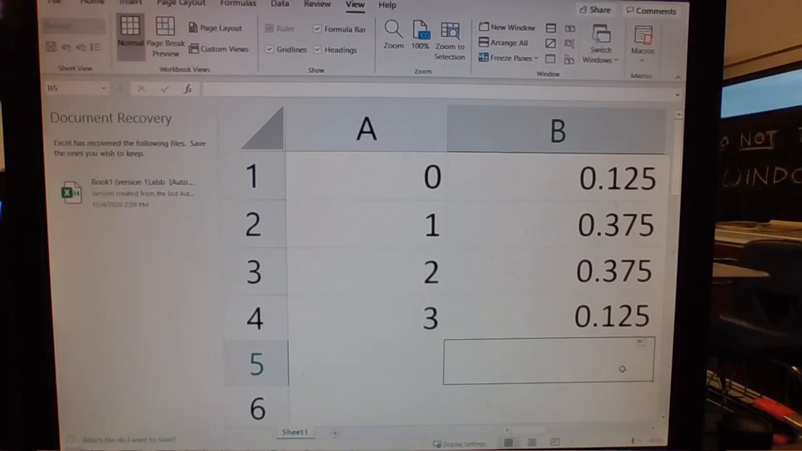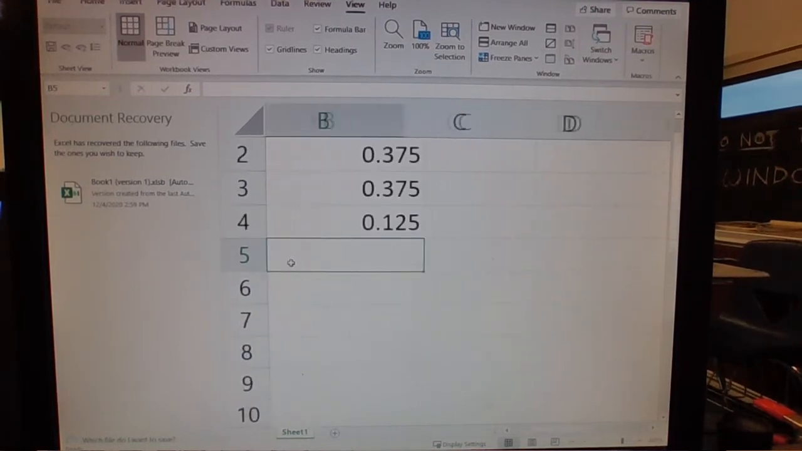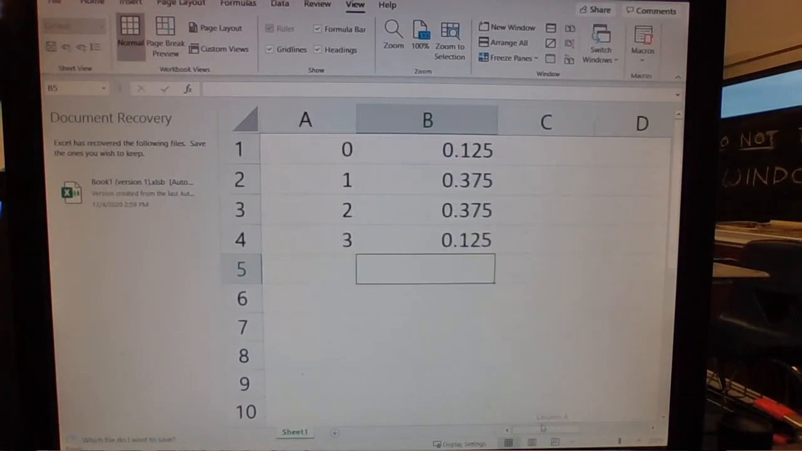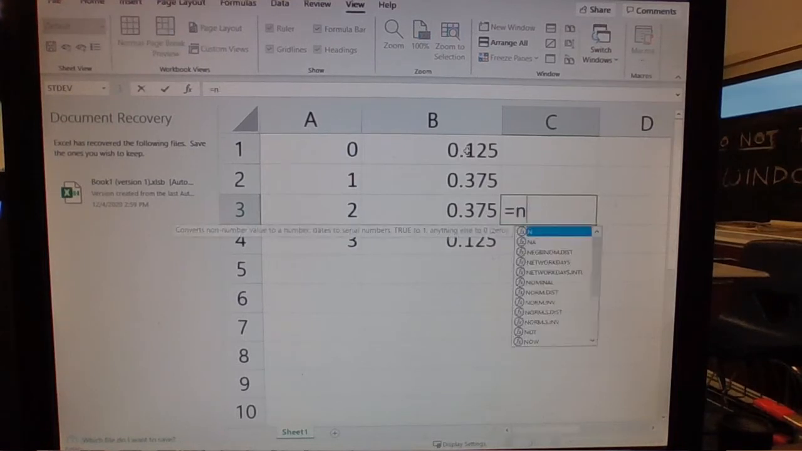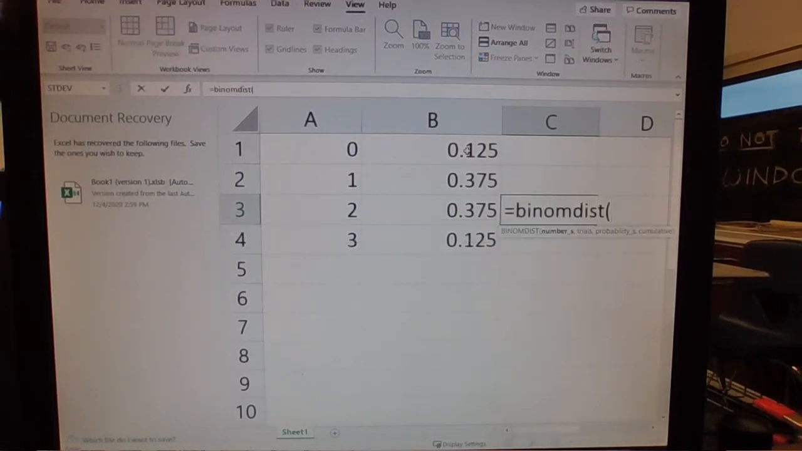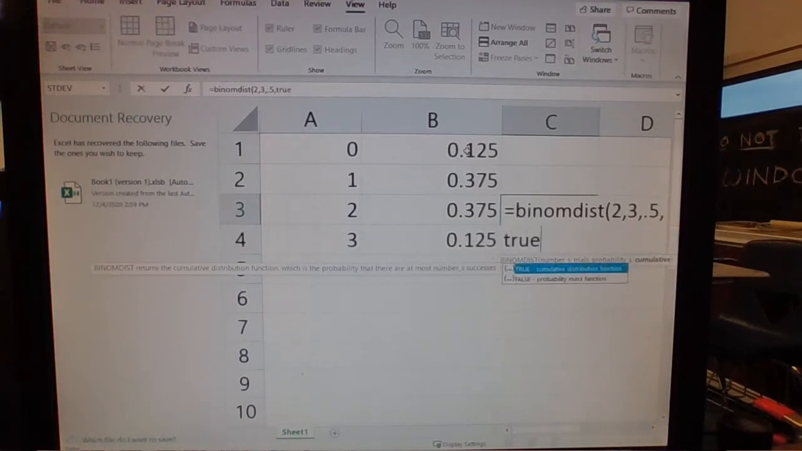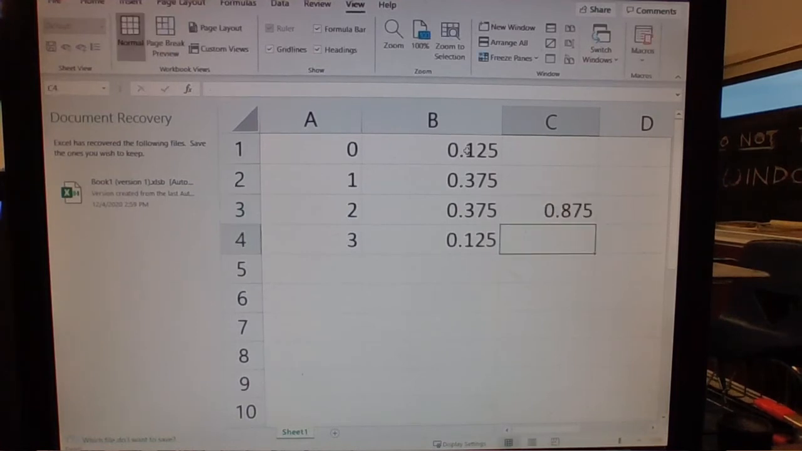Let me show you real quick what that means in regards to the cumulative. If I'm doing a cumulative for, let's say, down here at 2, it's going to take 0.375, 0.375, and 0.125 and add them together. So if I say equals binomial distribution, number of successes 2, number of trials 3, probability of success 0.5, and then I say true for cumulative, hit enter, 0.875 is the sum of those 3 there.